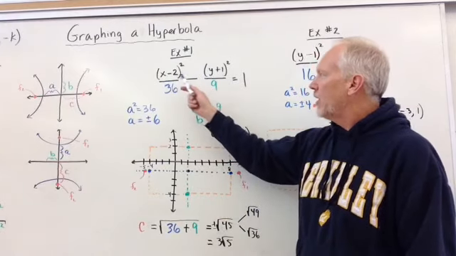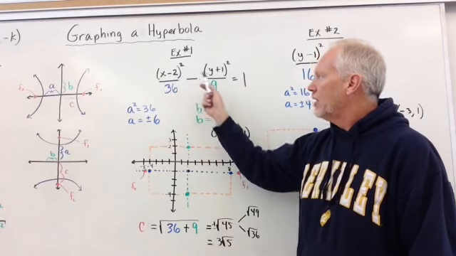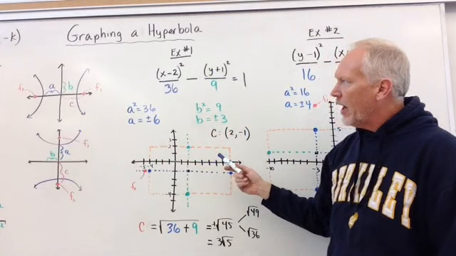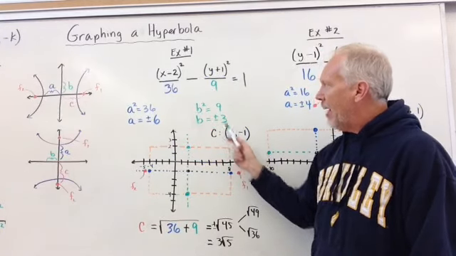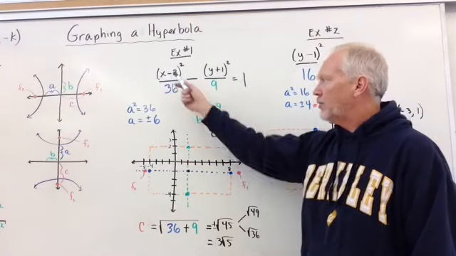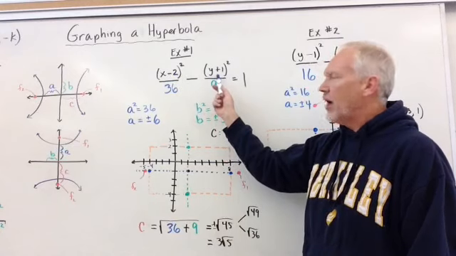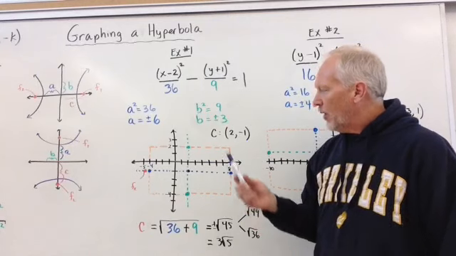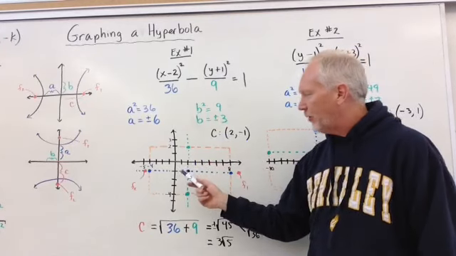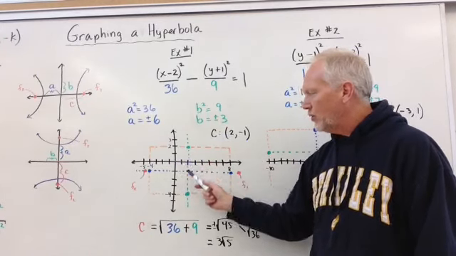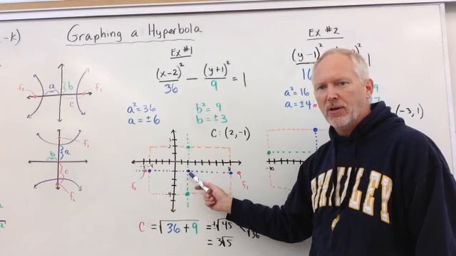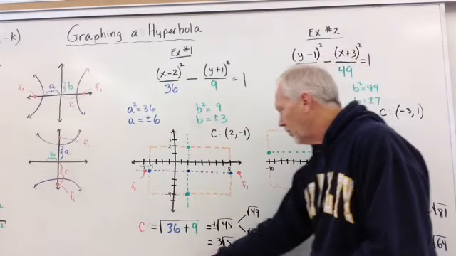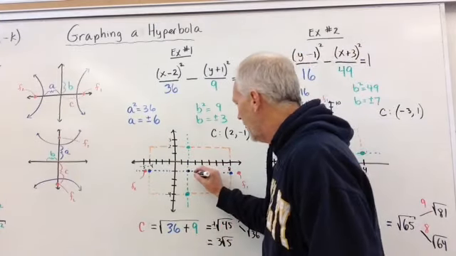The center is located at negative h, negative k. So again, we have the center at the opposite sign of negative 2, which is positive 2, and the opposite sign of positive 1, which is negative 1. So what I'm going to do is draw my center first. If I go over 2, down 1, that's my new center, labeled here as the center. And so we could mark that with a C as the center, right?